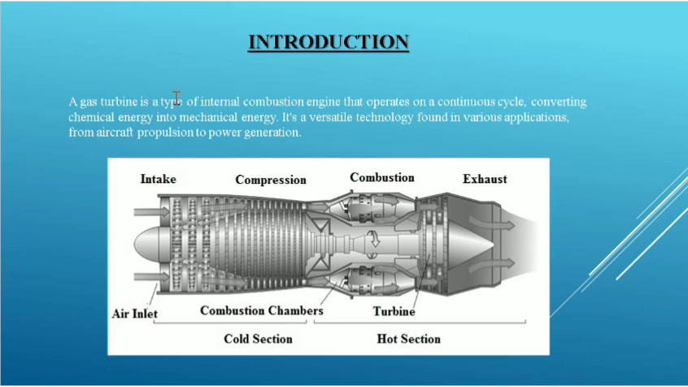A gas turbine is a type of internal combustion engine that operates on a continuous cycle, which means, unlike a piston, it will operate repeatedly, converting chemical energy into mechanical energy. It means any chemical fuel or chemical energy will be converted into mechanical energy or mechanical force.